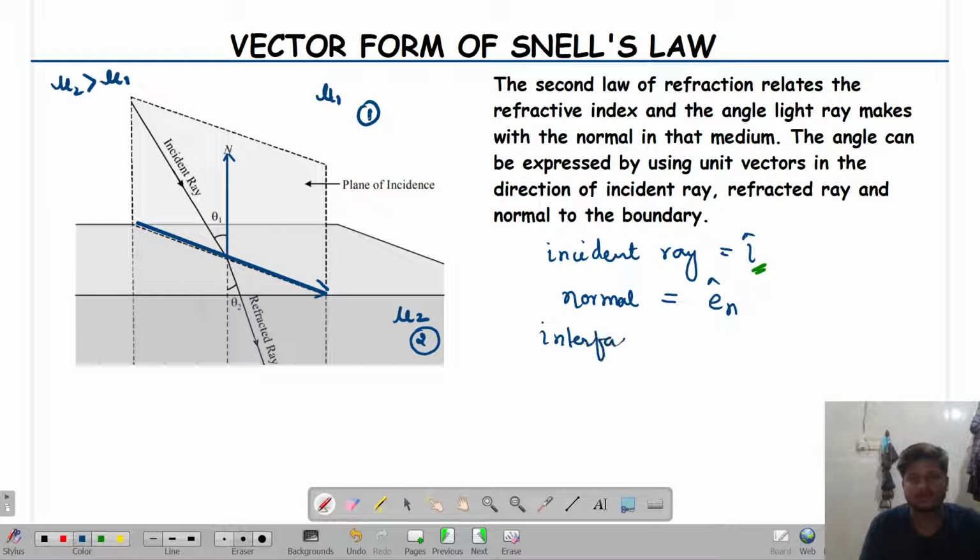Let me be a little bit fast. I'm representing the interface vector as q cap. Got it or not? कुछ ज्यादा नहीं हुआ अनुज, ठीक है ना?